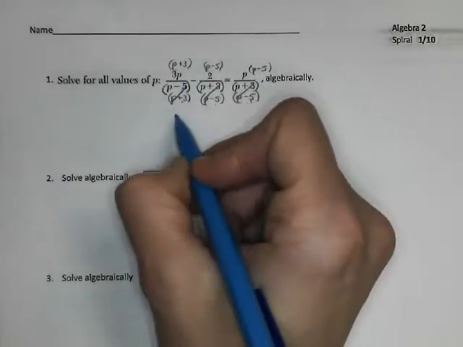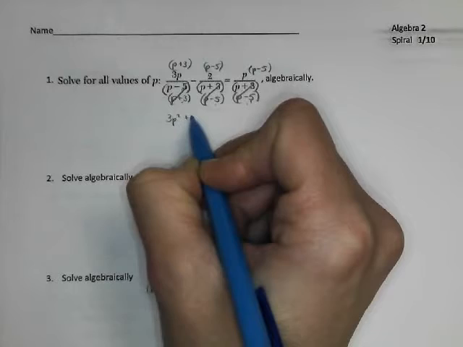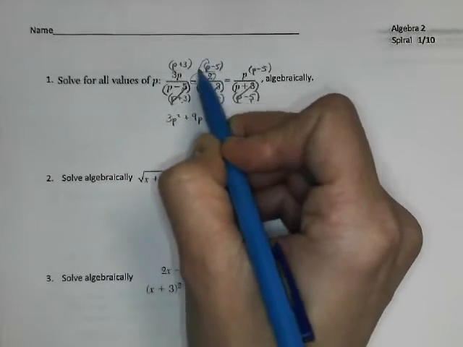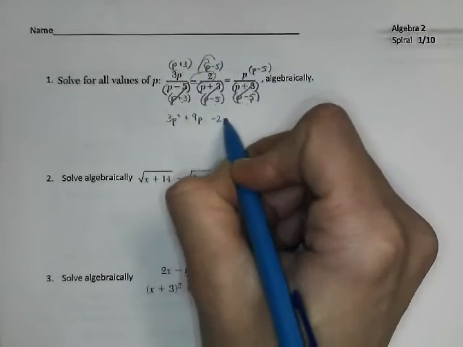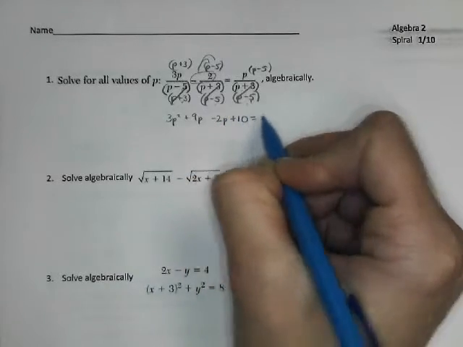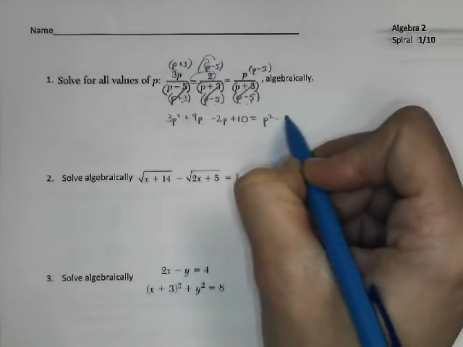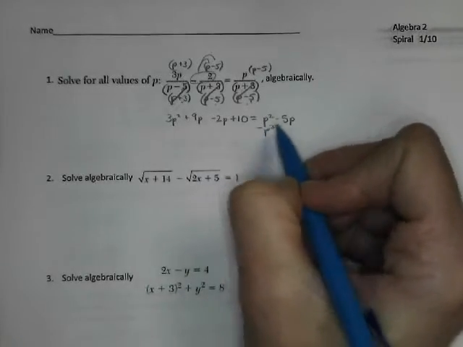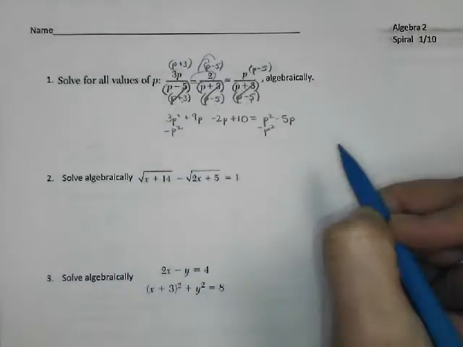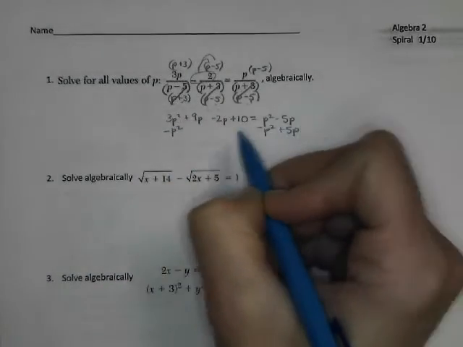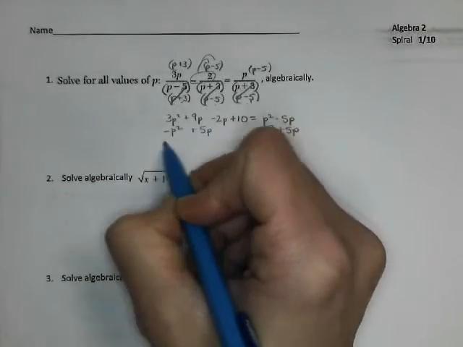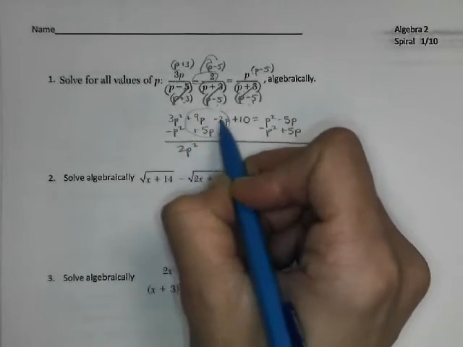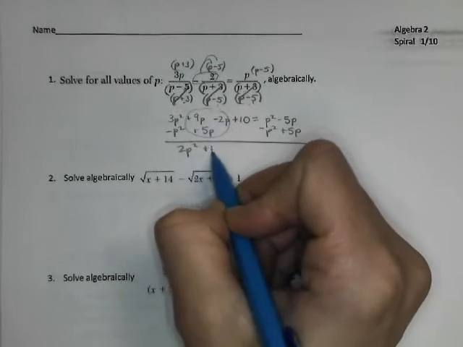So 3p times p plus 3 has to be distributed. -2 has to be distributed. And then p has to be distributed. And we have a quadratic. So we're going to get it all equal to 0 by subtracting this p squared over and adding the 5p over. And we get 2p squared. There's 14 minus 2 is 12 total.